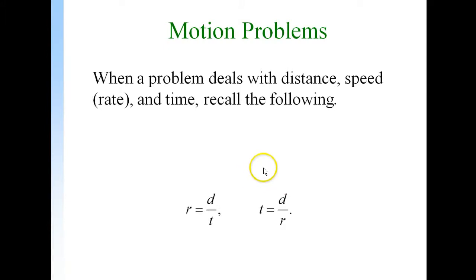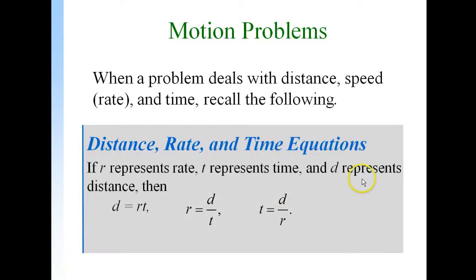Okay, we've done some of these before, but we're going to go back to distance, motion problems. Distance equals rate times time, and rate is distance divided by time, and time is distance divided by rate. And there are all three of them. So if we solve for r, we just divide both sides by t. If we're solving for t, we divide both sides by r. And from this one, we can generate the other two.